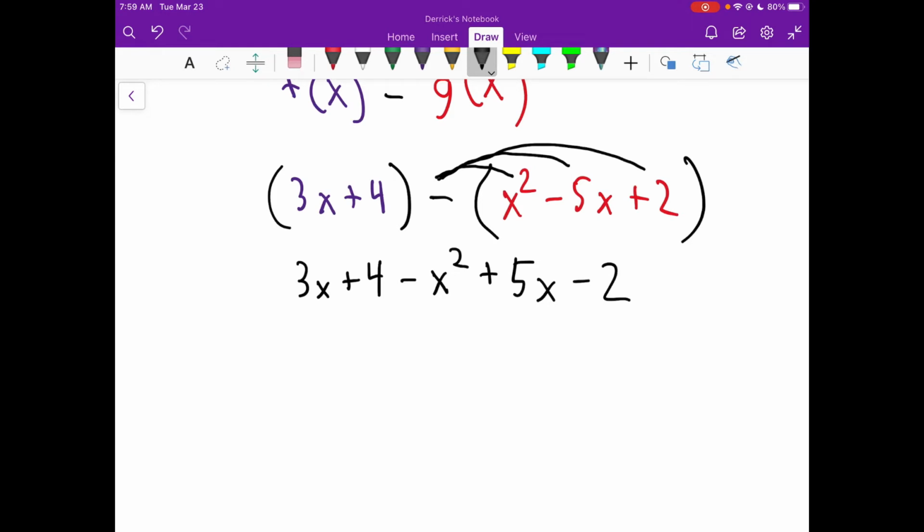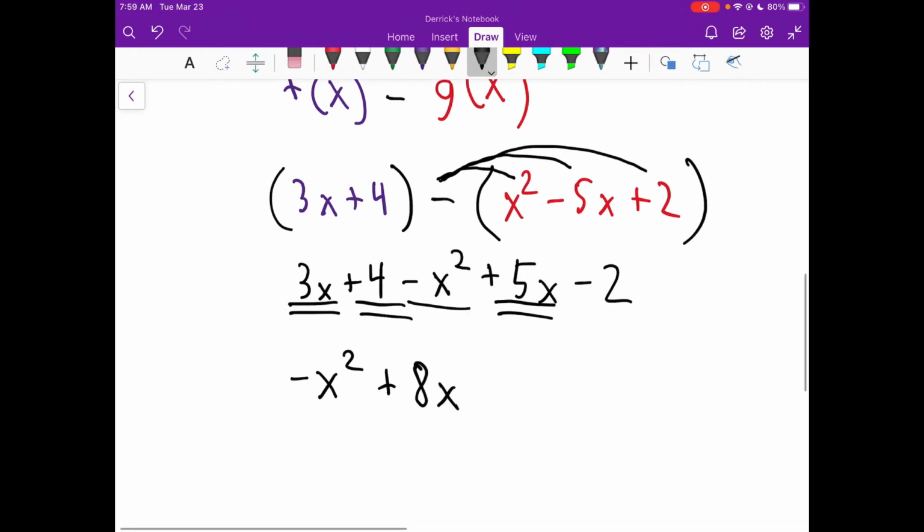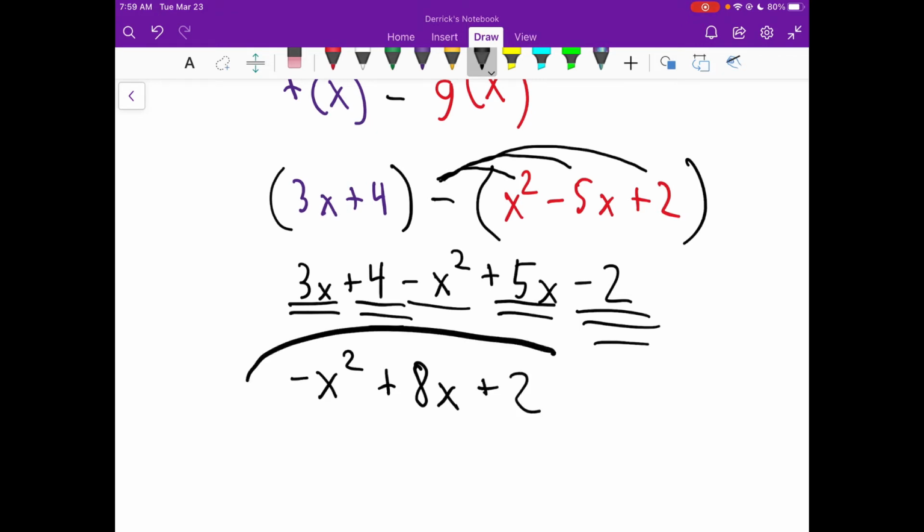So I have a negative x squared term this time, but I don't see any other x squared terms, so I'm just going to rewrite that. I have a positive 3x term and a positive 5x term this time. 3x plus 5x would give me 8x. And then I have a positive 4 constant and a negative 2 constant. 4 minus 2 would give us a positive 2. So that would be our answer for f minus g.